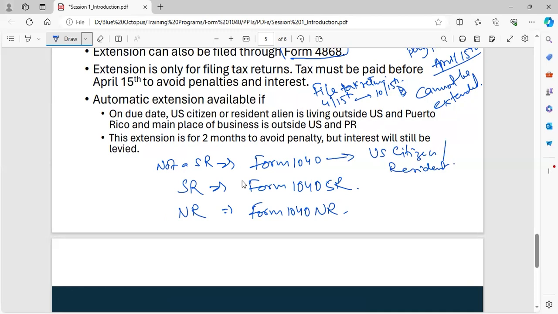Okay. So most of the non-residents are not allowed to get standard deduction. However, normal US citizens and residents get standard deduction.